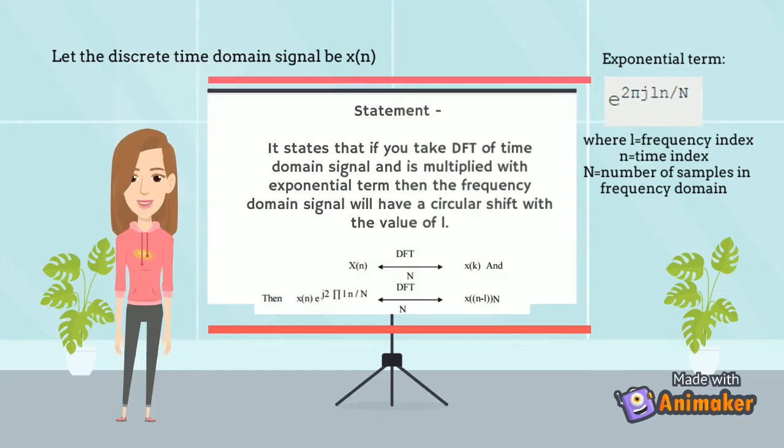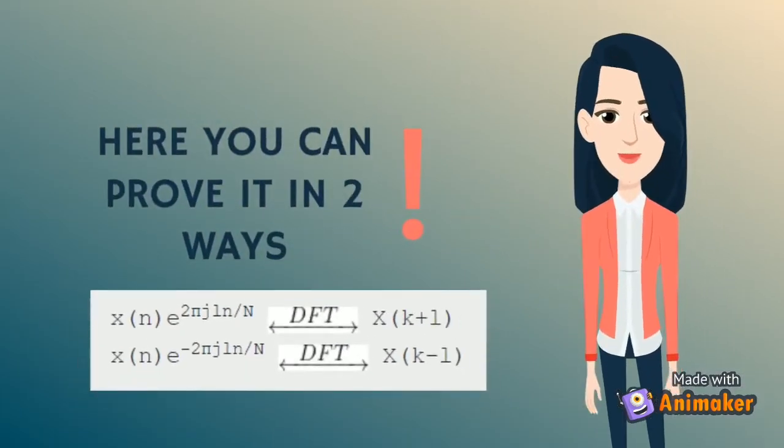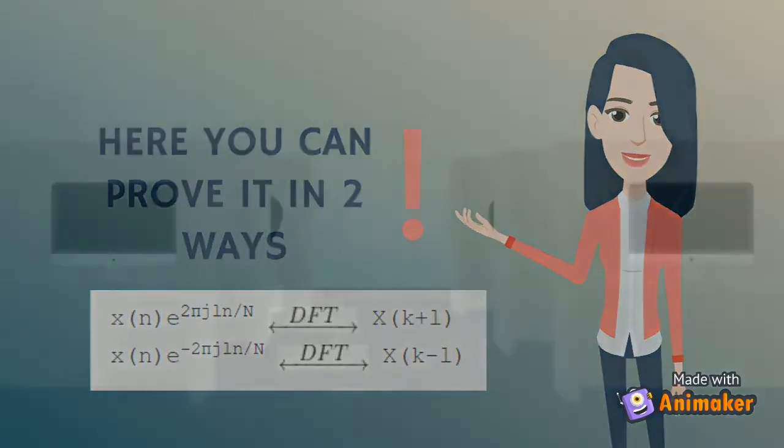Let's check the statement. The discrete Fourier transform of x of n is capital X of k. Then the discrete Fourier transform of x of n multiplied by e to the power plus j 2 pi ln upon capital N is X of k minus L modulo capital N. This is the statement and mathematical expression. Here we have two ways to prove the statement. Then what are we waiting for?